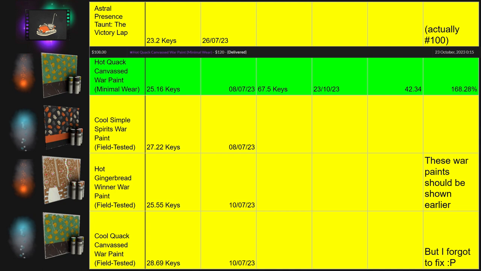Hot Gingerbread Winter Warpaint Field Tested. This is a good looking warpaint but is oversupplied. Winter 2020 warpaints have tons in circulation and the case itself is still worth 3 cents, so there's going to be more. Cool Quack Canvas Warpaint Field Tested.